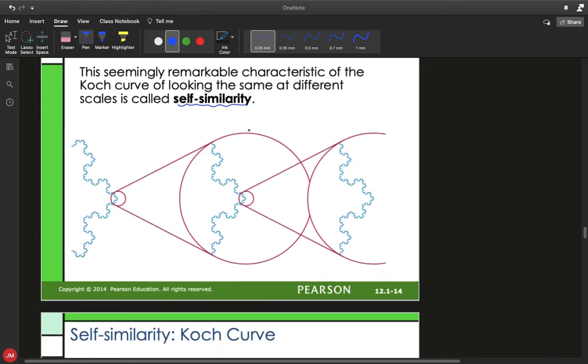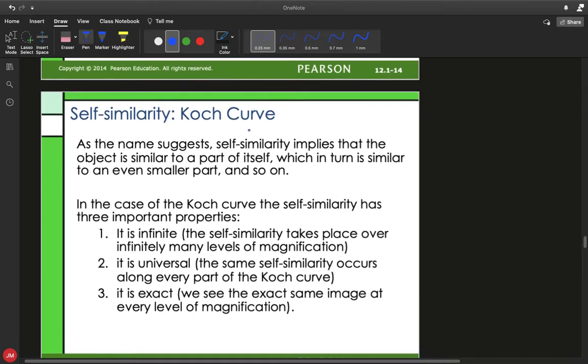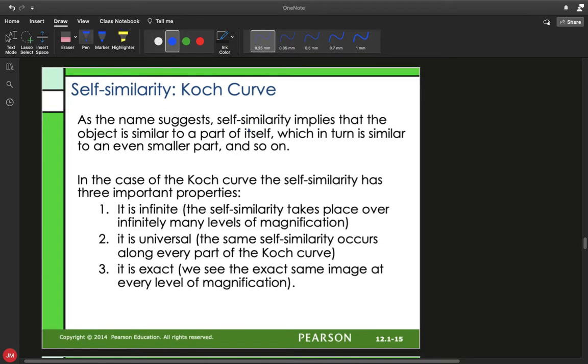That's that self-similarity idea. Now, there are basically three important properties that we're going to talk about in relation to self-similarity. And this is going to be stuff that we continue to talk about for the other fractals as well. So those three properties, the first is that it is infinite. And so no matter how many times you magnify the curve itself, it's always going to look the same. So that's what we call infinite self-similarity.